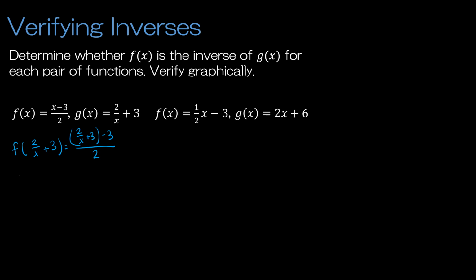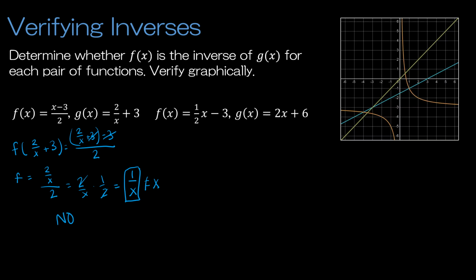And I get, I'm just going to put f is equal. The plus 3 and the minus 3 do cancel out, so I have 2 divided by x, divided by 2. And this now gives me 2 divided by x times 1/2. And my result is 1 divided by x. 1 divided by x does not equal x, and therefore, no, these are not inverses of one another.